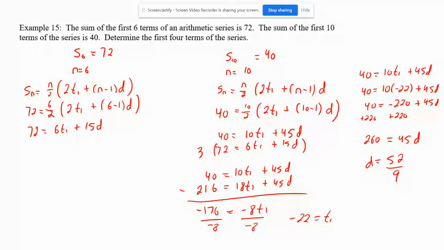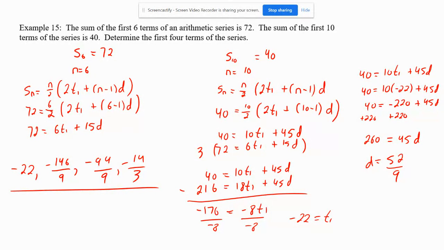So my first term is negative 22. My second term is, I'm going to add 52 over 9. And that gives me, I'm just using my calculator for this, guys, negative 146 over 9. Do that again. We get negative 94 over 9. One more time. And we get negative 14 over 3. And those are going to be our first 4 terms of this series.